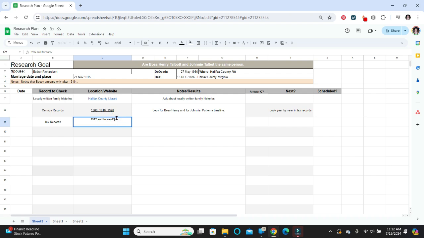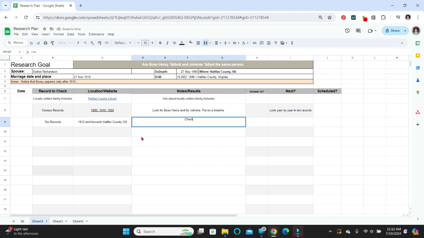Those are going to be at the Halifax County Courthouse. So that tells me I need to come up with a time to visit the courthouse or have somebody do that research for me. So I'm going to look at that. And then I would make a note to myself, check age limits on taxes. That just tells me I need to check to make sure I'm looking in the right years for him.